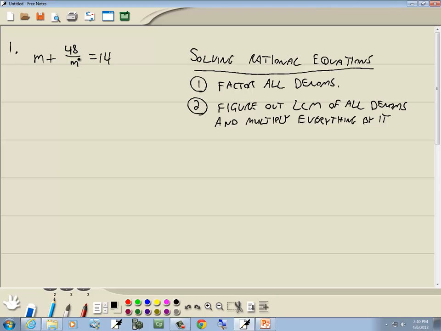Okay. Well, we look at each factor, look at the m, and we're looking for the greatest number of single m's in any denominator. The greatest number of m's in any single denominator is 1. So we're going to multiply everything by m. Now, when I say everything, I'm talking about what's separated by pluses and minuses and equals. So we're going to multiply the m by m, the 48 over m by m, and the 14 by m. Now this m cancels with this m. M times m is m squared plus 48 equals 14m.